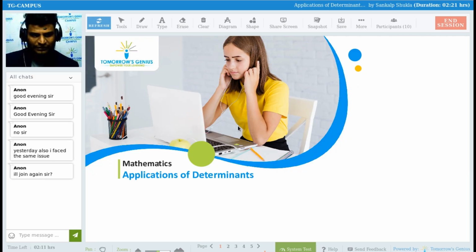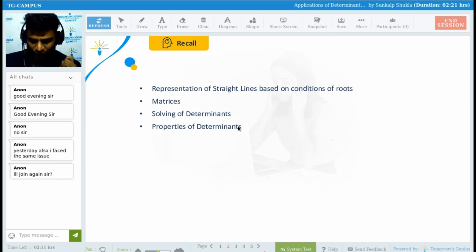So right now in this lecture, we are going to discuss applications of determinants. We'll go through a quick recall of what was there in the previous turn. That is, this is something representation of straight lines based on condition of roots. This is something that I have not discussed, but yes, I have discussed this in an indirect form. That was about a1 upon a2 not equals to b1 upon b2. These three were the conditions, right?